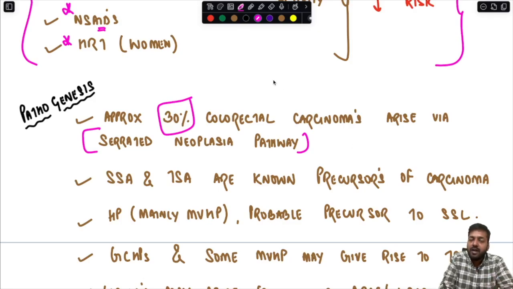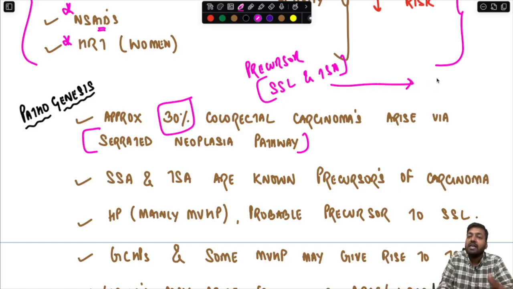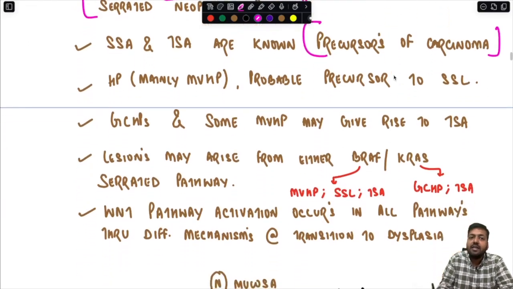Okay, and what we are discussing today are the precursor lesions. What precursor lesion? Especially the SSLs and TSA. These are known precursor lesions of the colorectal carcinoma arising via the serrated neoplasia pathway. So via this pathway only, these precursors are going to give rise to colorectal carcinoma. SSA and TSA are the known precursors of carcinoma, as I have already discussed.